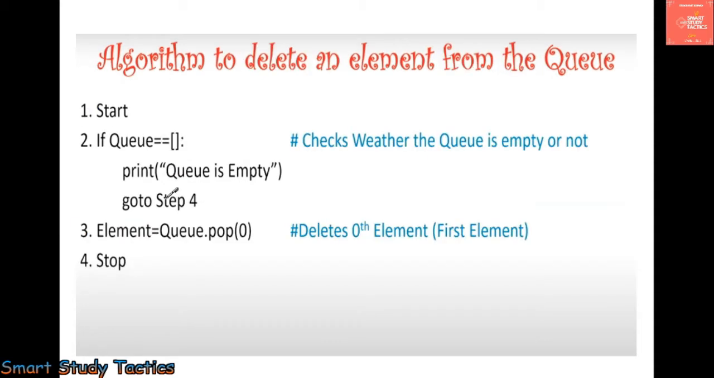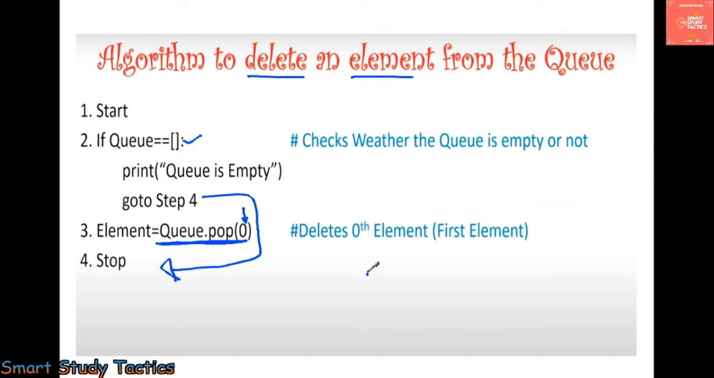Now you can see the algorithm to delete an element. First of all, as I told you in the last video, if the stack is empty, you have to check it first. Similarly, if the queue is empty, you have to check it first. If it is empty, you can directly jump to this area. Now if it has values, it has to delete the value from the zeroth place. Make sure of this. This point is very important.